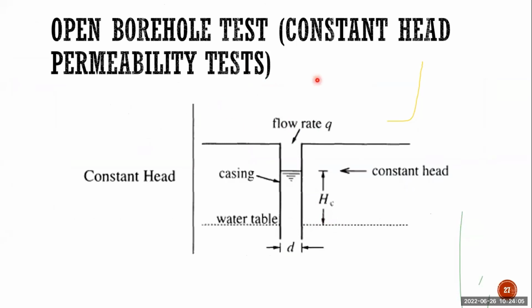Then the borehole test, it can be a constant head permeability or a falling head permeability test. In the constant head permeability test, let us say there is water in the borehole, and they will make sure the water level is constant. They will pour water again and again. Before they start the test, they will check the water level, and they will continuously pour water to maintain the same level. That's why it's called the constant head test.